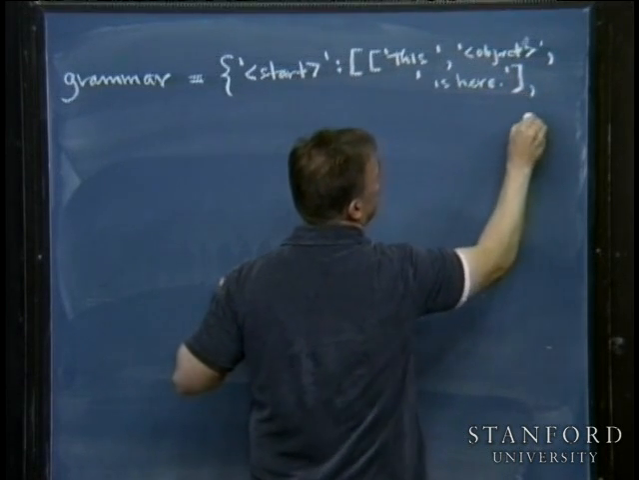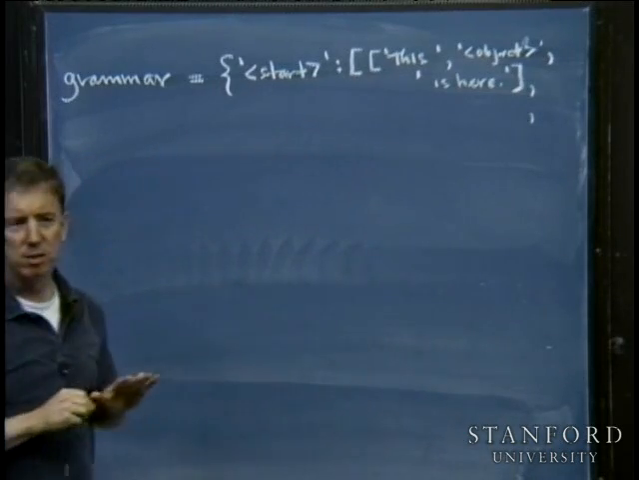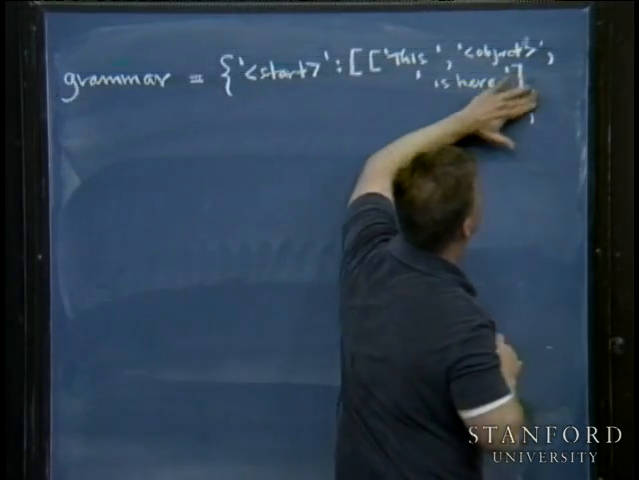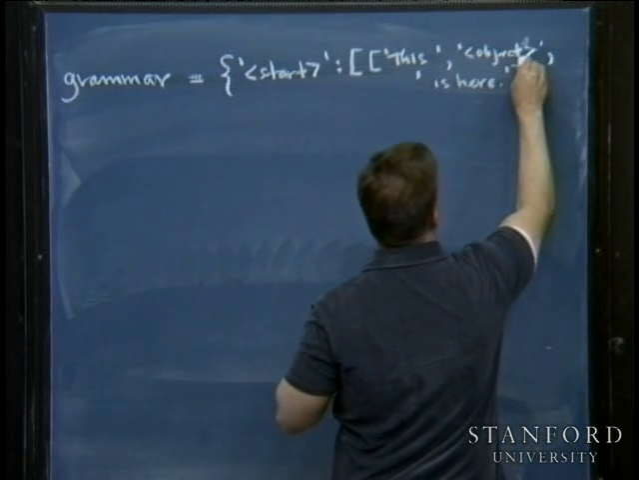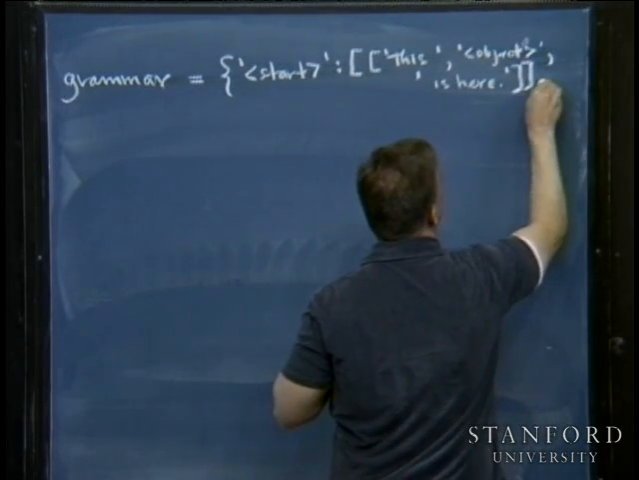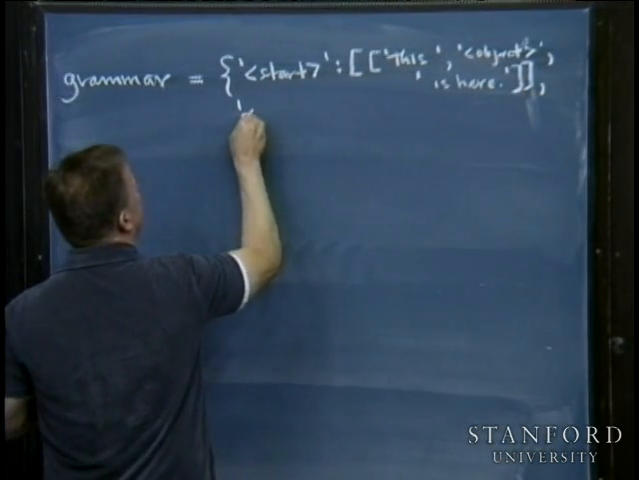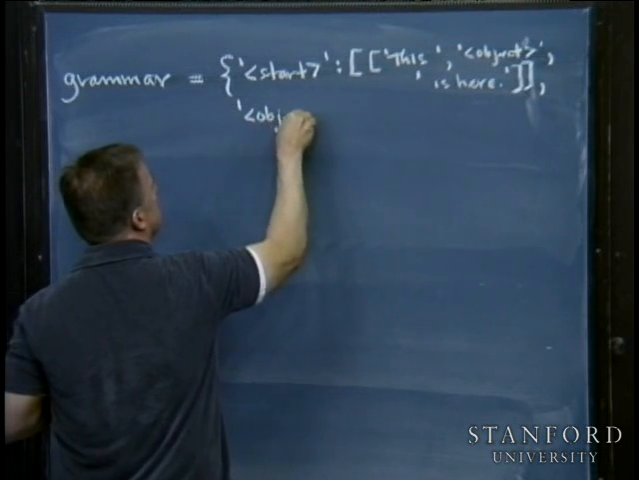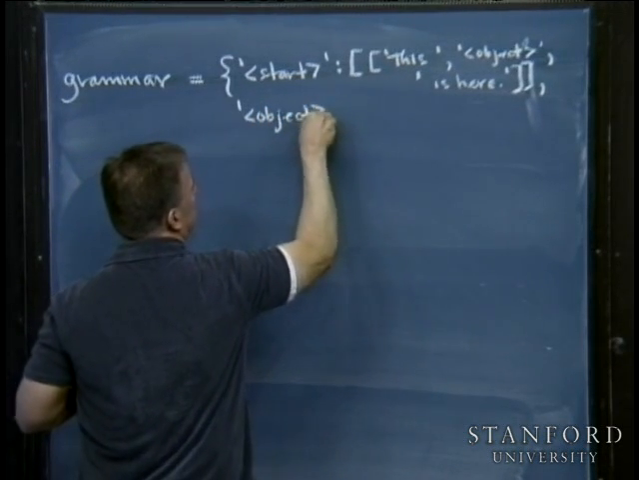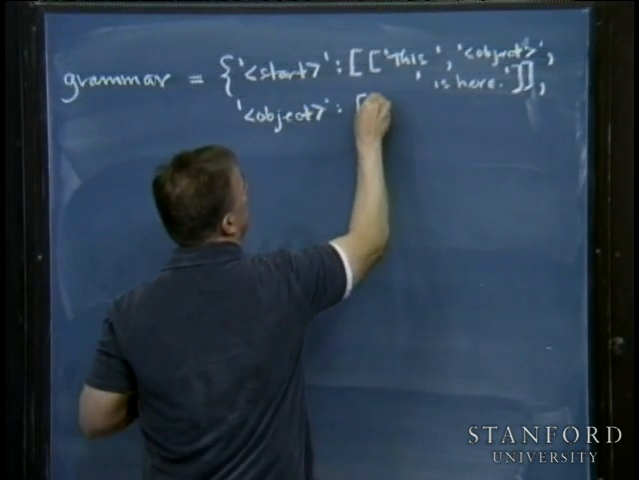If I had a second or third option, they would have been comma delimited lists. I'm not going to have that. For this one, I'm just going to have one option, just so you see the structure in a small example. But I will let object map to a couple of options.